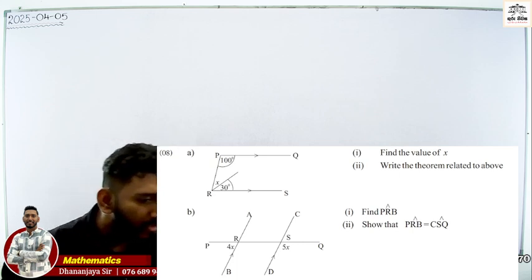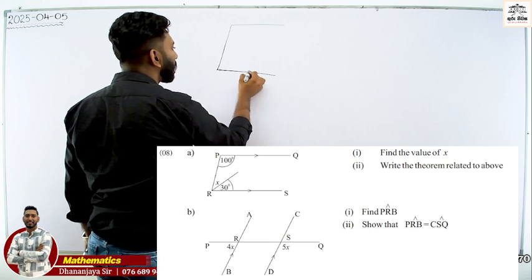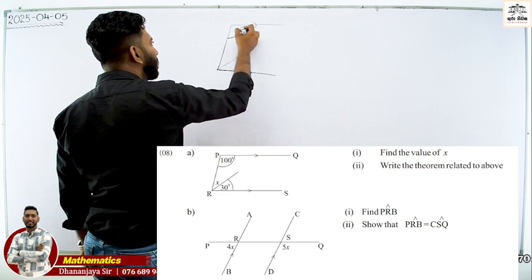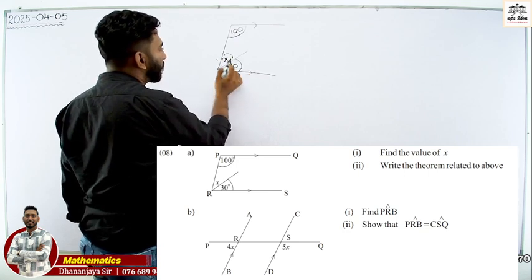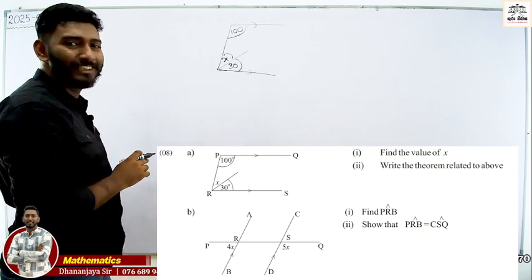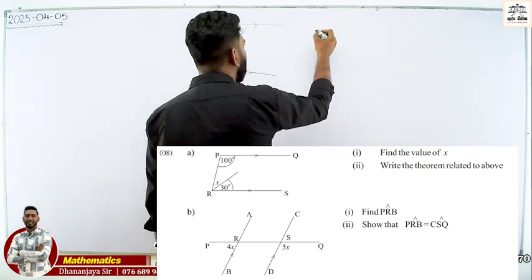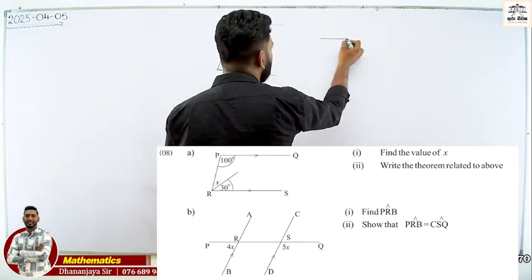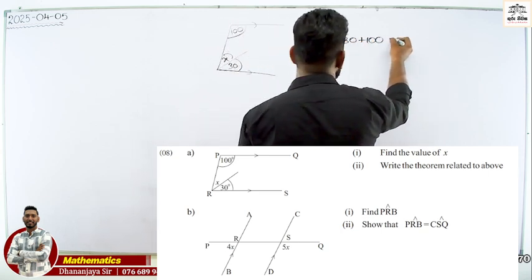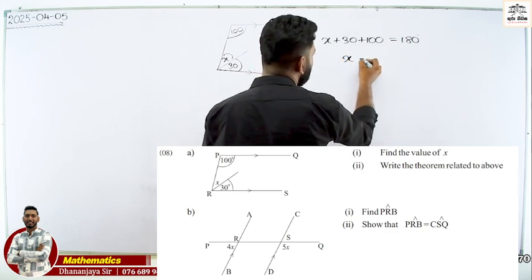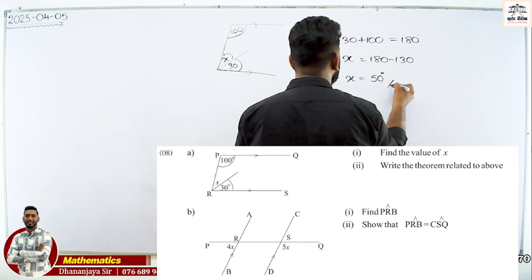Yes, it becomes 70. Yes, very good, Kenoli. Because look at this, this is symbol C, and symbol C represents allied angles. Allied angles are supplementary. The sum of these becomes 180. You know the theorem. Therefore, x plus 30 plus 100 equals 180. Then x becomes 180 minus 130. Now x becomes 50 degrees.